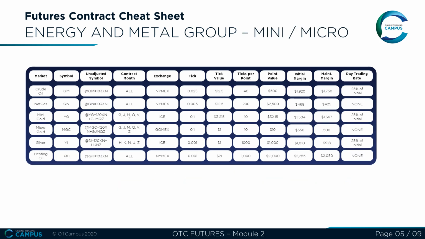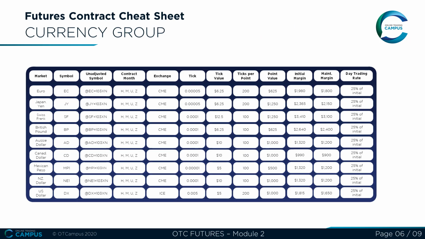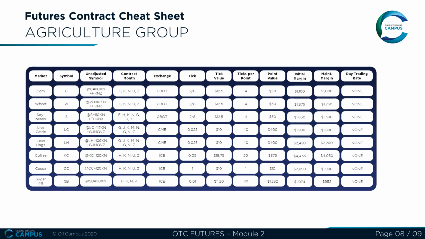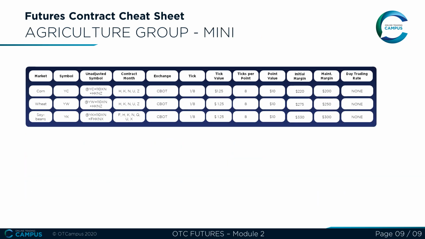Then we have the energy and metal mini and micro group. Again, these markets are very new to futures, so we need to do a lesson later on in this course talking about these mini and micro contracts. For the next cheat sheet, you have the currency group. And again, for certain currencies, you have minis and micros as well. Last but not least, we have the agricultural group. And again, for the agricultural group, we have a few minis available as well.